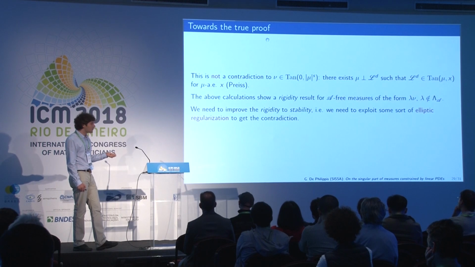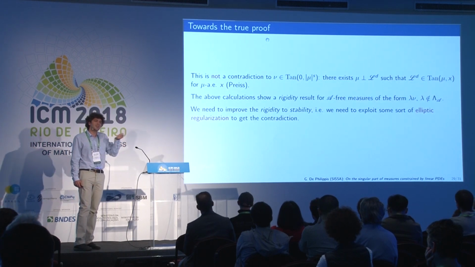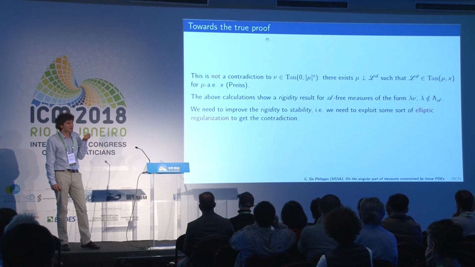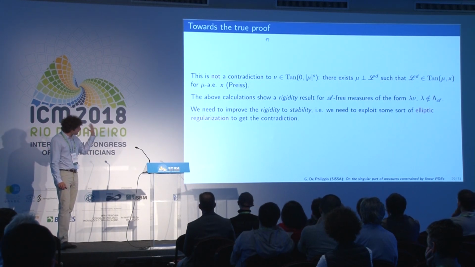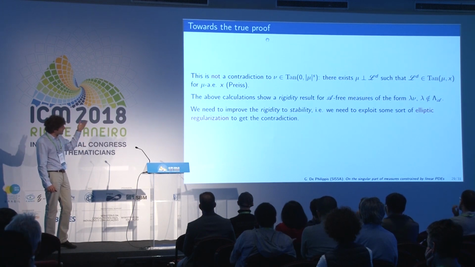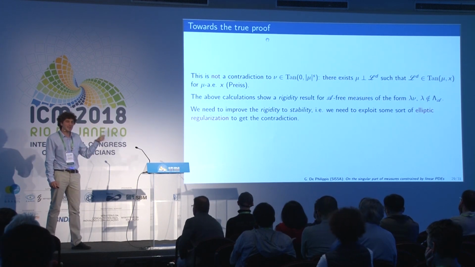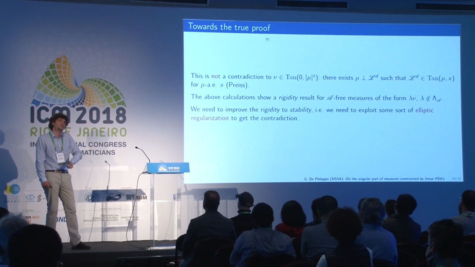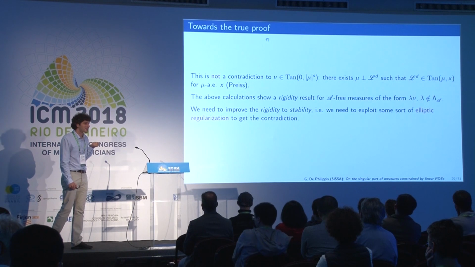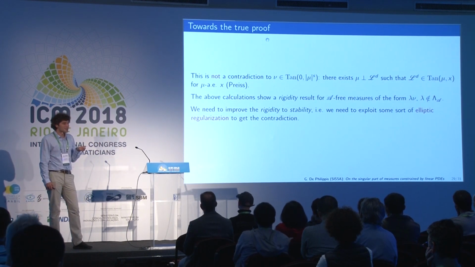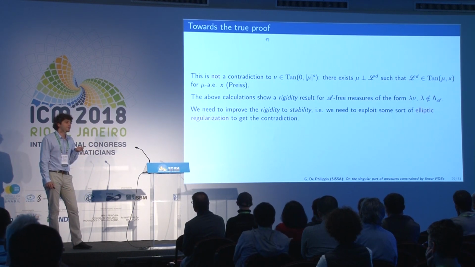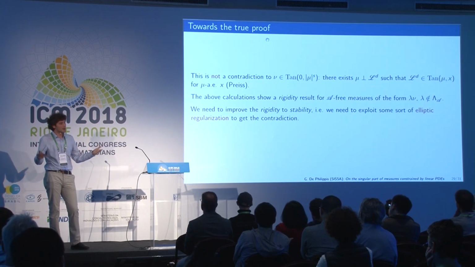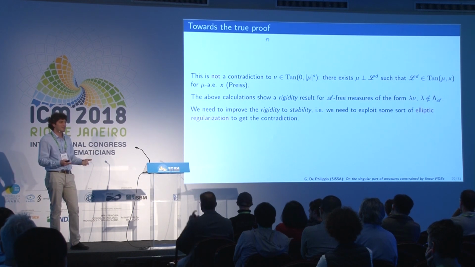So to conclude, we need to get a contradiction not at the limit, but just right before passing to the limit. So we have to somehow extend our rigidity result to a stability result. So we need to say that this was not possible just before passing to the limit. And how can we do this? Well, maybe because we can improve the convergence. A priori the convergence was just weak in the sense of measure, but maybe it can actually be better.